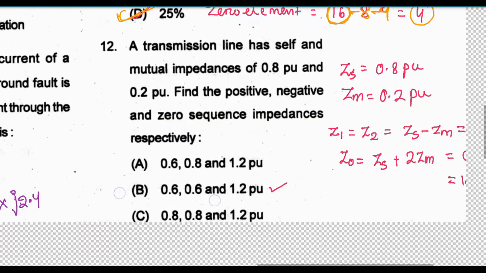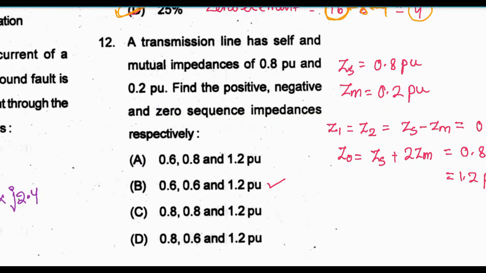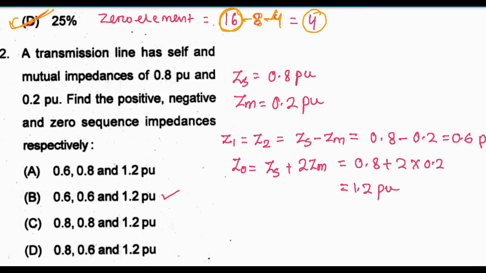Next question, question number 12. A transmission line has self and mutual impedances of 0.8 per unit and 0.2 per unit. Find the positive, negative and zero sequence impedances respectively. So here ZS is equal to 0.8 per unit as given, and ZM, the mutual impedance, is given to be 0.2 per unit. And we know that the positive sequence and negative sequence impedances are equal to ZS minus ZM.